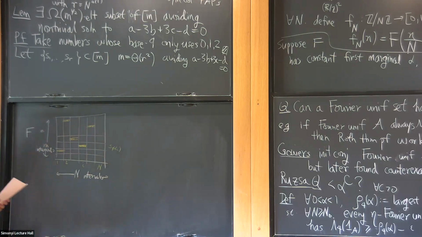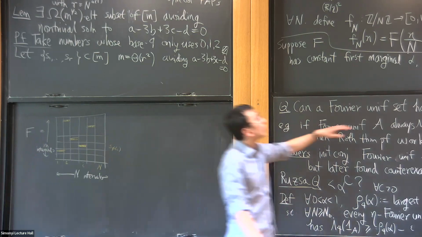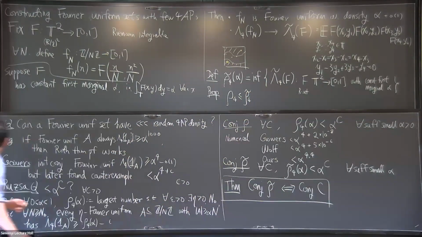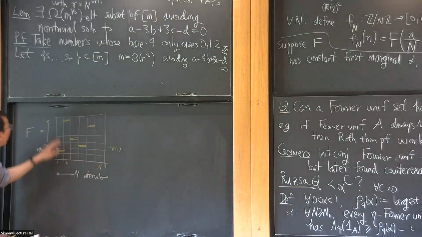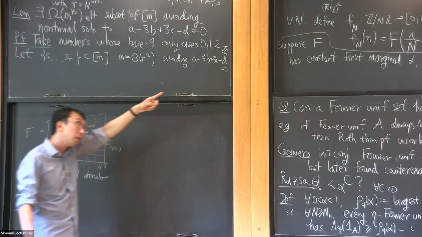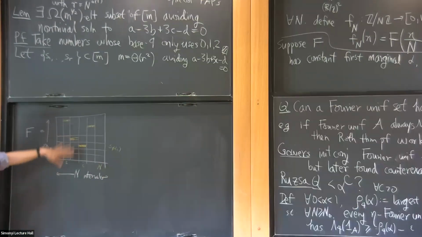So the reason that this construction has constant first marginals, well, I hope that is clear. All the vertical lines integrate to the same number. And also the reason why this lambda 4 tilde quantity is small is that you are avoiding solutions to this equation. So when you try to compute that quantity there, you're not going to get many hits. That's the basic idea.